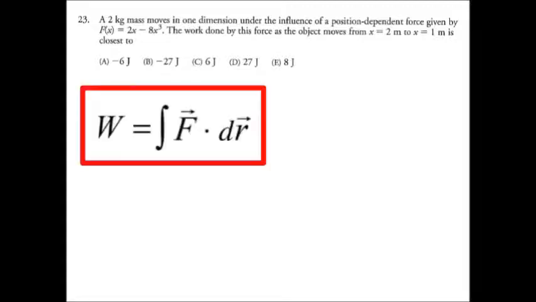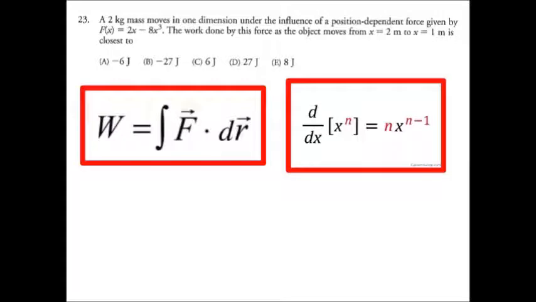A 2 gram mass moves in one direction under the influence of a position-dependent force given by F of x is 2x minus 8x cubed. The work done by this force as the object moves from x equals 2 to x equals 1 meter is closest to, well, the equation there is work is equal to the integral of F dx. This is our chance to use the power rule. We remember the power rule. There it is for differentiation. We're integrating here, so let's get to it.